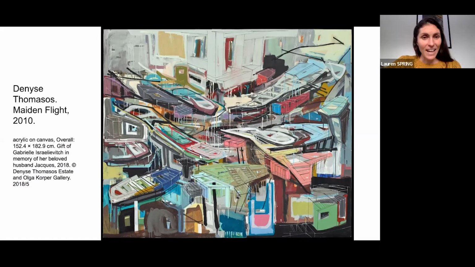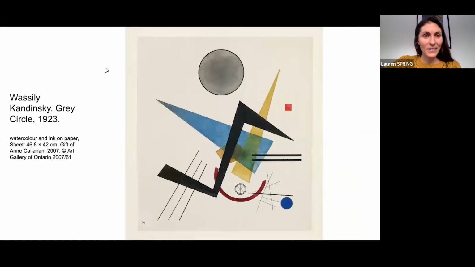Yeah. All right. And here we go. So let's look at our next work of art here. This one is by Wassily Kandinsky, and it is titled Gray Circle, 1923.